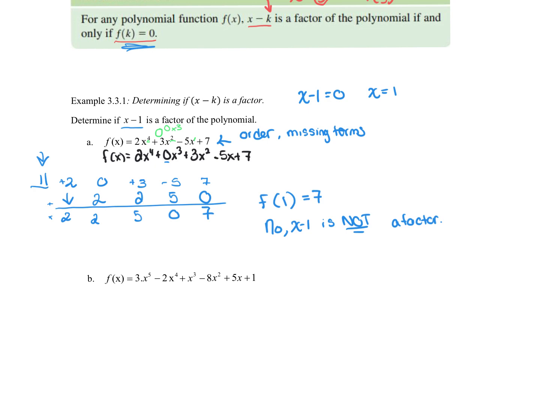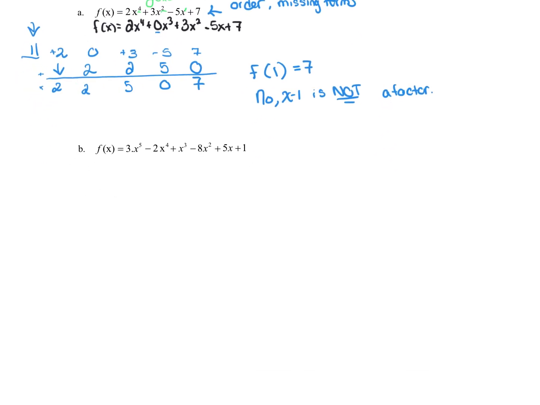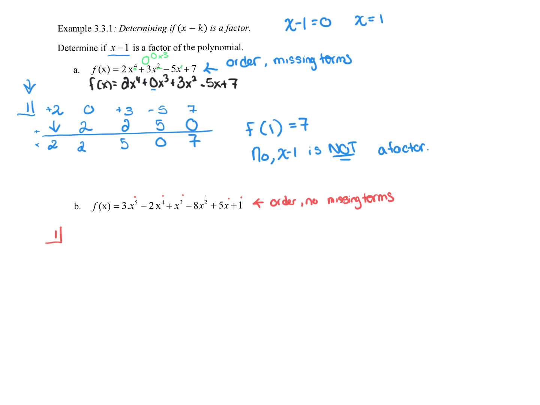Let's try another one. So we'll check that it's in order first right here. 5, 4, 3, 2, 1, none. So it's in order and no missing terms. We know we're going to put 1 in that house because we're using the same statement up here. Then we put our numbers, 3, negative 2, 1, negative 8 are coefficients, 5, and then 1.